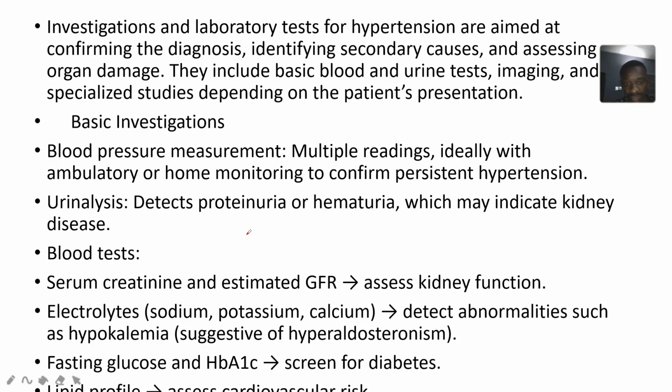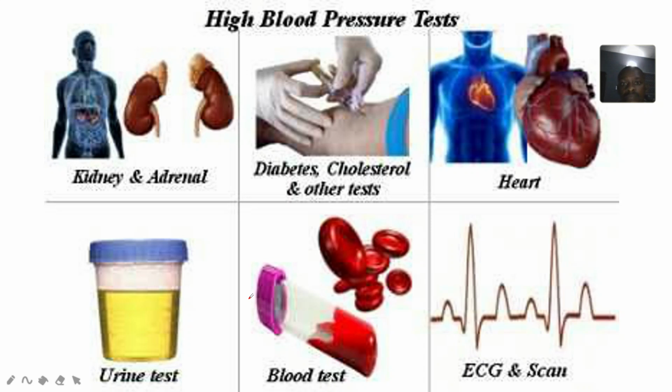So urinalysis, you do a urine test to see if the patient is urinating with proteins in the urine or blood in the urine. Also, blood tests like serum creatinine and estimated glomerular filtration rate. Also, electrolyte tests where you measure sodium, potassium, and calcium. Also, fasting glucose and hemoglobin A1C. Also, lipid profile. Okay, these are the various tests you do.